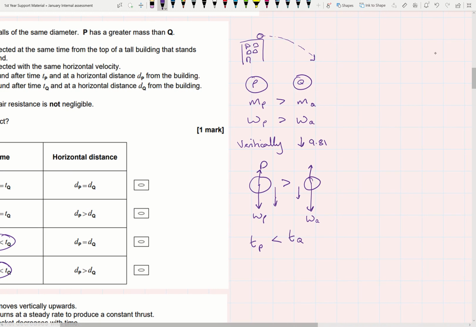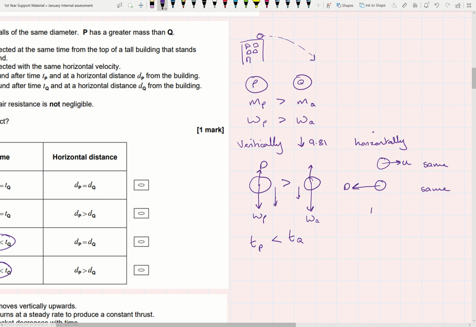And then thinking horizontally, both balls have a horizontal velocity u, that's the same for both. Both balls have the same drag, so this is the same, this is the same, because they've got the same dimensions, and we're not reaching terminal velocity. There's no forwards force, there's no force speeding them up, so the only force is slowing them down.